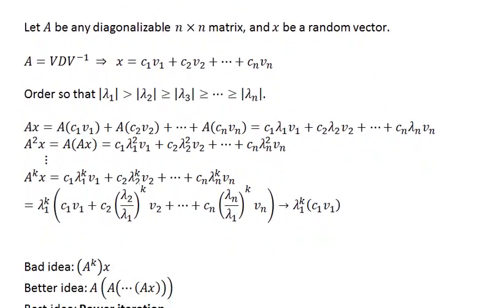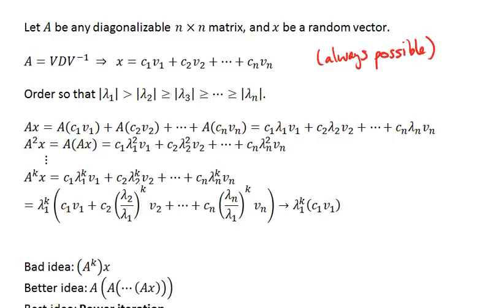So here's the setup. A is some diagonalizable n by n matrix, and x is just some randomly chosen vector. Okay, so since A is diagonalizable, we can write it with an eigenvalue decomposition. And then the vector x is some combination of the eigenvectors. So we know that this is possible because if A is diagonalizable, then its eigenvectors form a basis. So every vector x has this kind of representation.